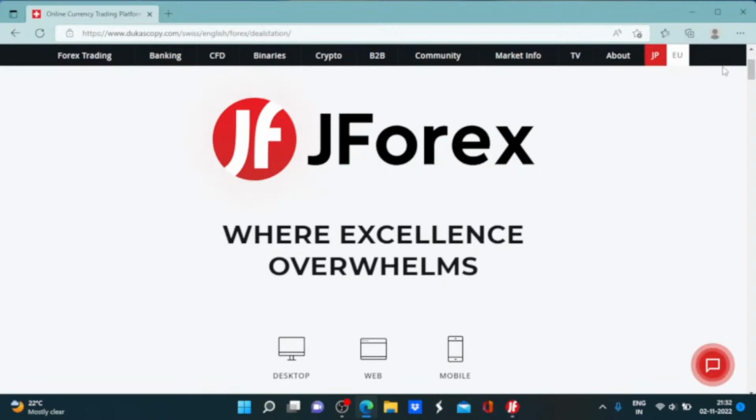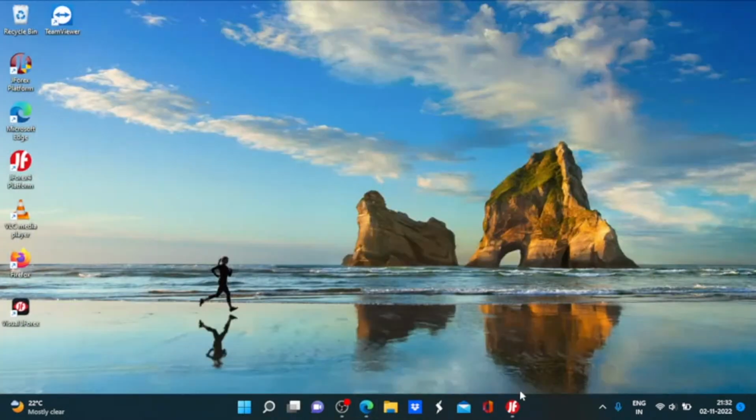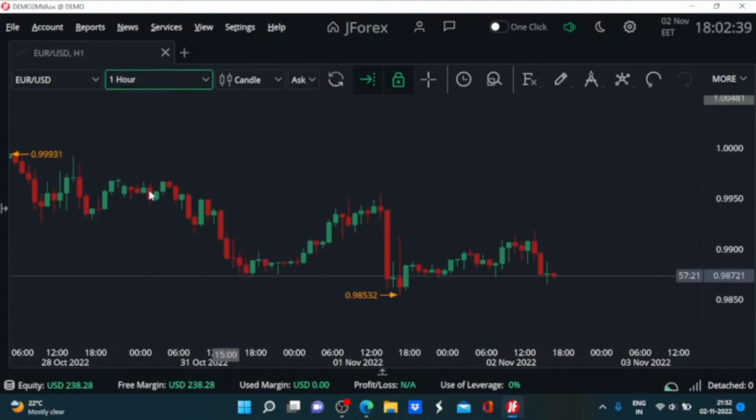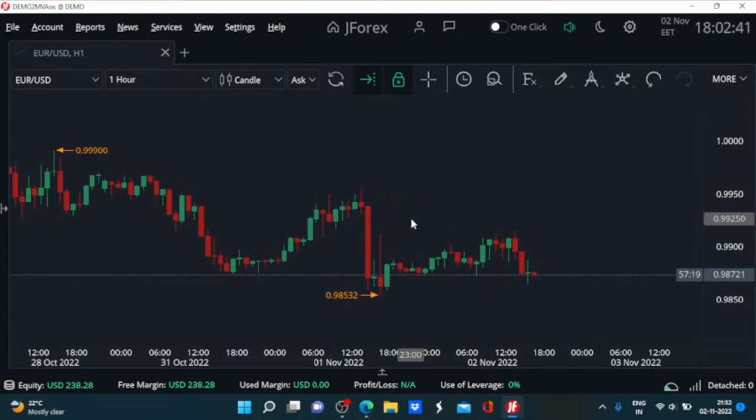So let us now head to the JForex, the newly released trading platform from the Dukascopy Bank SA. There is the Euro USD chart, which I will change to hourly time frame to simplify things. Here you can find these indicators simply by doing a quick search. If you type in Williams percent R, it will appear.